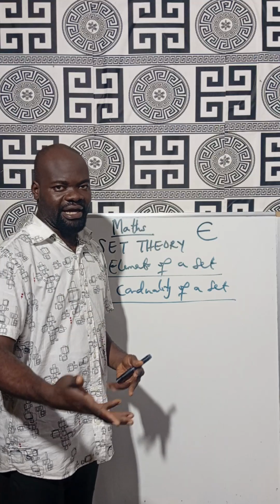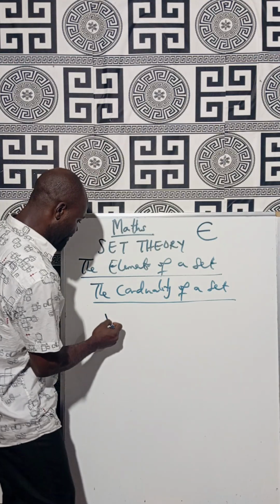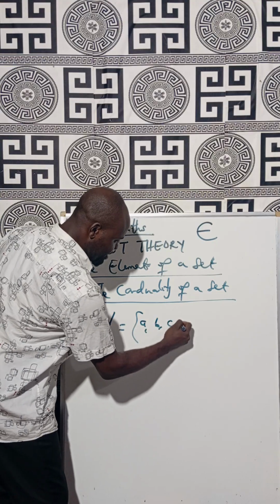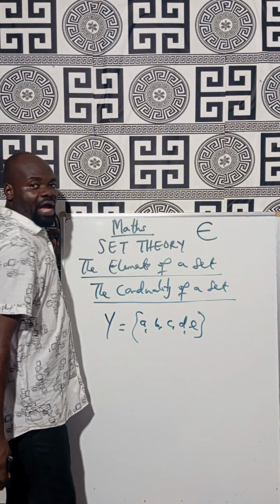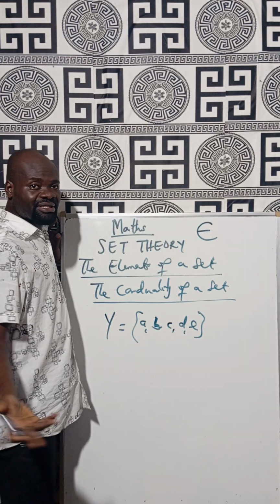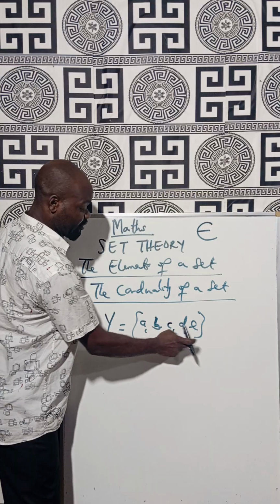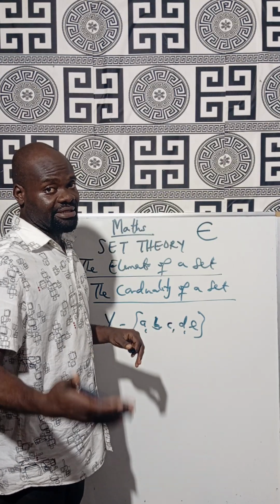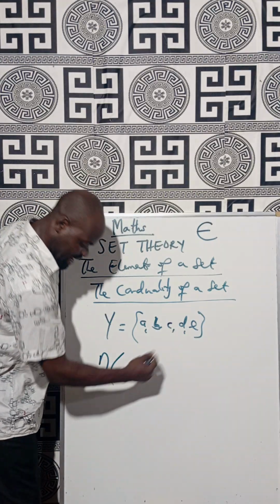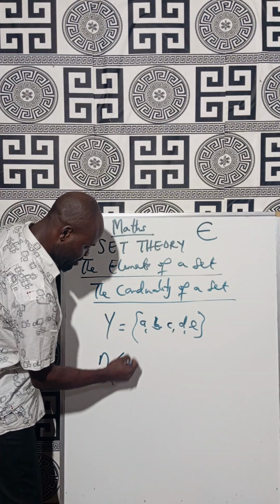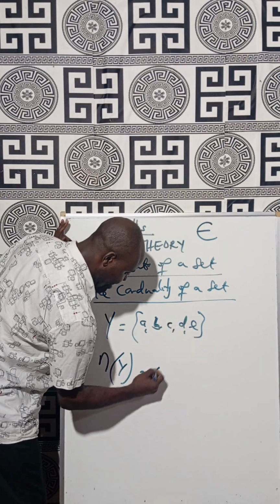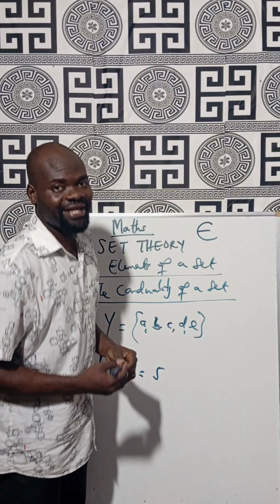It is called cardinality. Let's say we have set Y equals A, B, C, D, and E. And you have to find the cardinality of this set Y. Just count it. 1, 2, 3, 4, 5. That's 5. But you have to write it like this. The number of elements, n is number, in that set Y is what? Is 5. So that is the cardinality of the set.